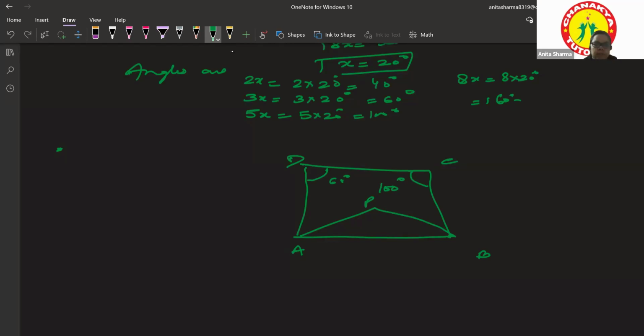Clear? So in the figure, the bisectors of angle A and angle B meet at point P. If angle C is equal to 100 degrees and angle D is equal to 60 degrees, then find the value of angle APB. Is there any idea how we will solve it?